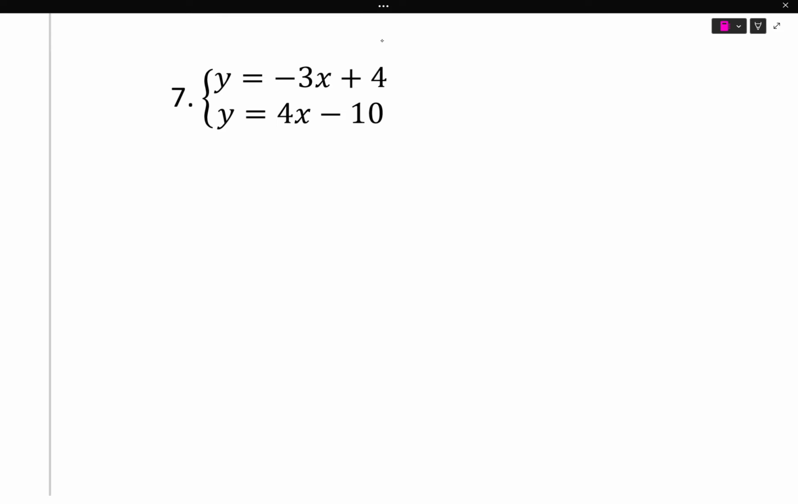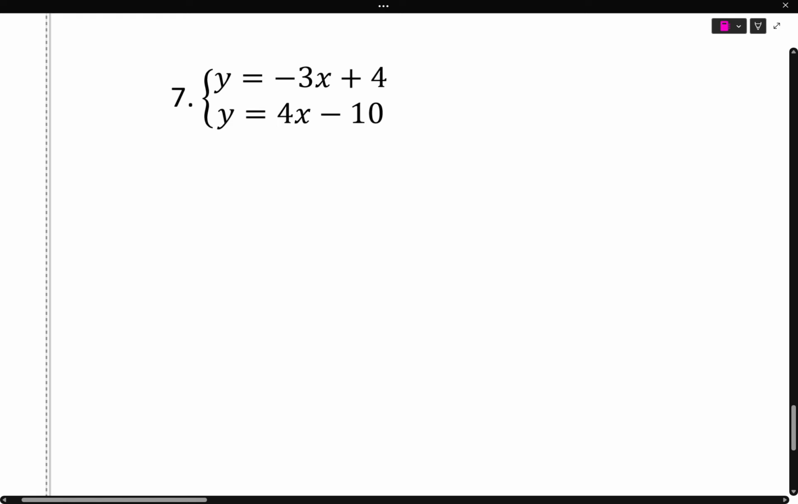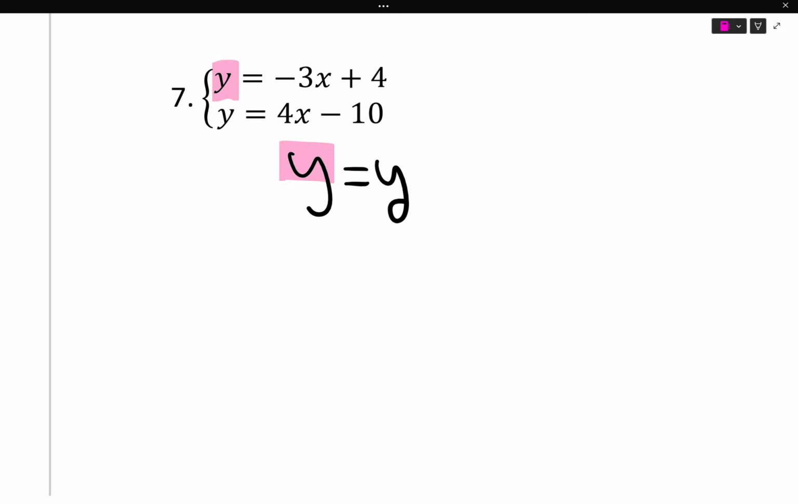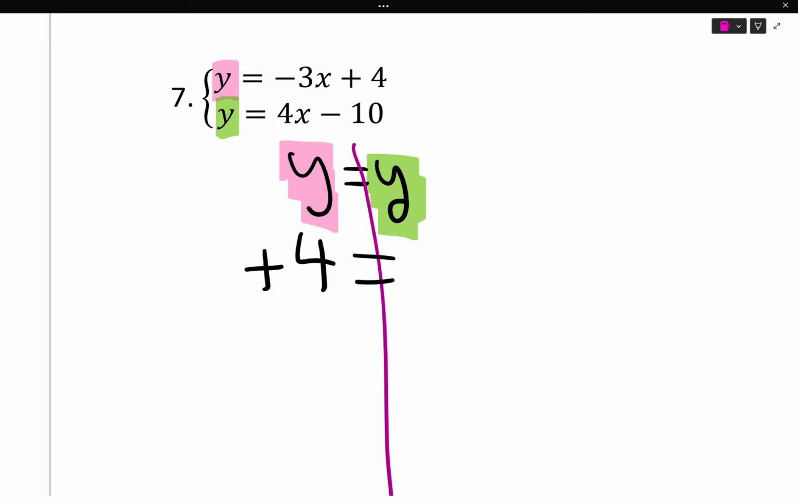When we have two equations that are y equals, we can start off with this true statement: y equals y. Because it is true. 2 equals 2, 3 equals 3, 4 equals 4, y equals y. In the case of our equations, the first equation equals the second one. Well, let's do that. Let's replace our y's. We've got negative 3x plus 4 equals 4x minus 10.